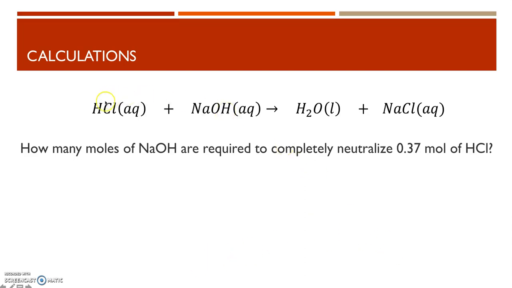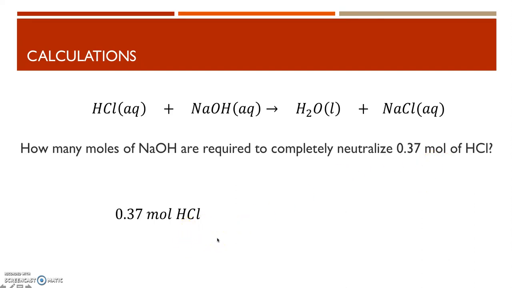So here is the balanced chemical reaction for acid plus base makes water plus salt. And if we want to know how many moles of sodium hydroxide would be required to completely neutralize 0.37 moles of hydrochloric acid, well, we're going to start with the numbers that they've given us, 0.37 moles of hydrochloric acid.